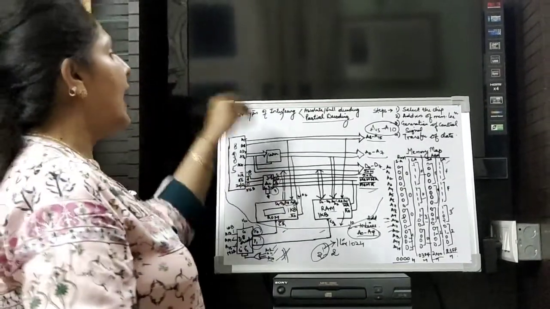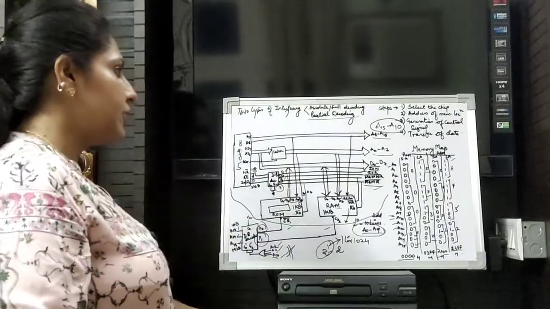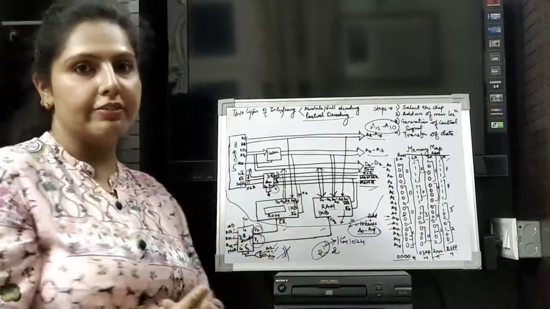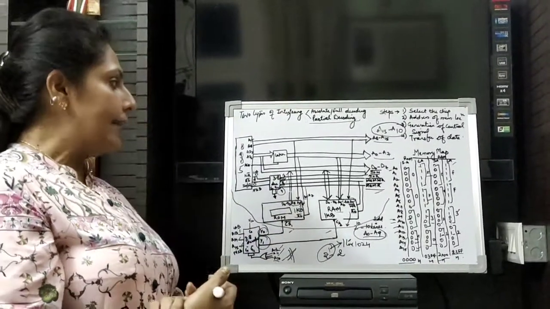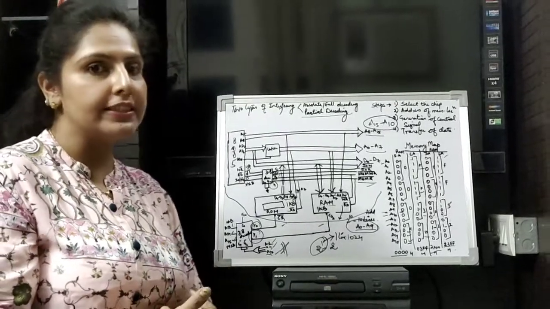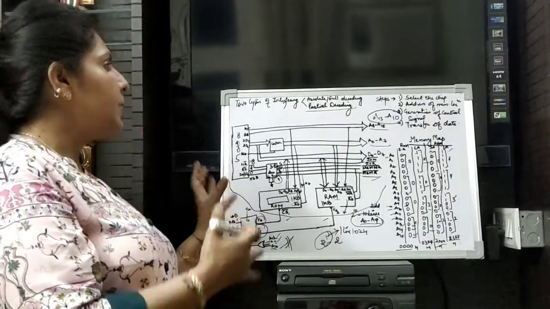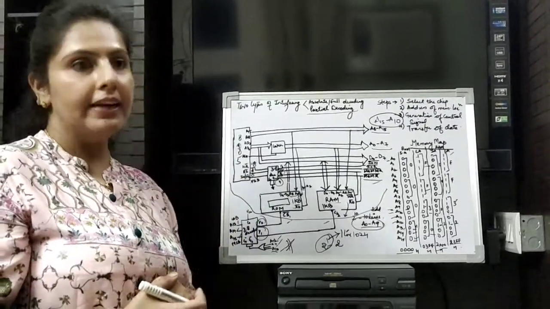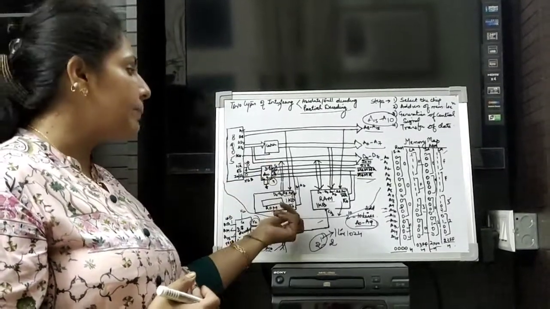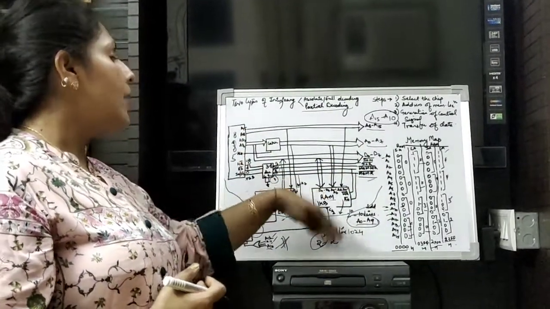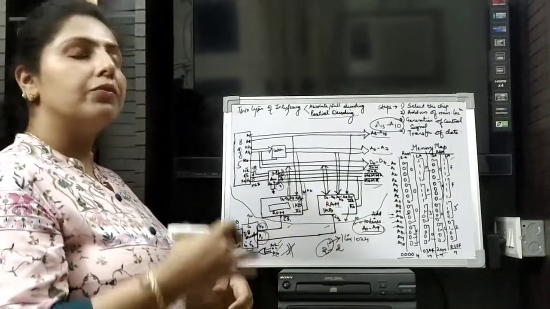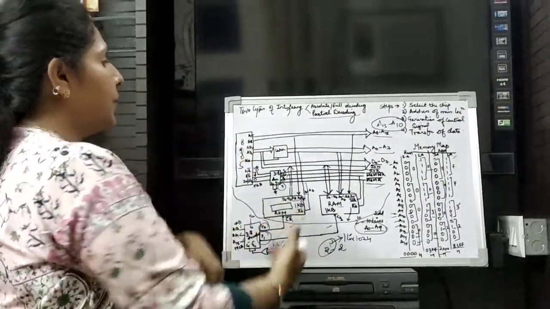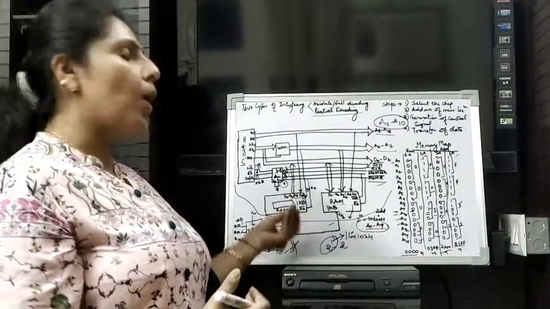So nothing to worry: whether we use full decoding or partial decoding, we have understood every concept of memory interfacing. I hope you are able to design more and more memory interfacing with the 8085, and you are now confident enough to interface any kind of memory with the 8085, whether it is 2 KB of ROM, 8 KB of RAM or 16 KB of RAM. You can calculate the number of lines and interface your 8085 with that RAM or ROM.